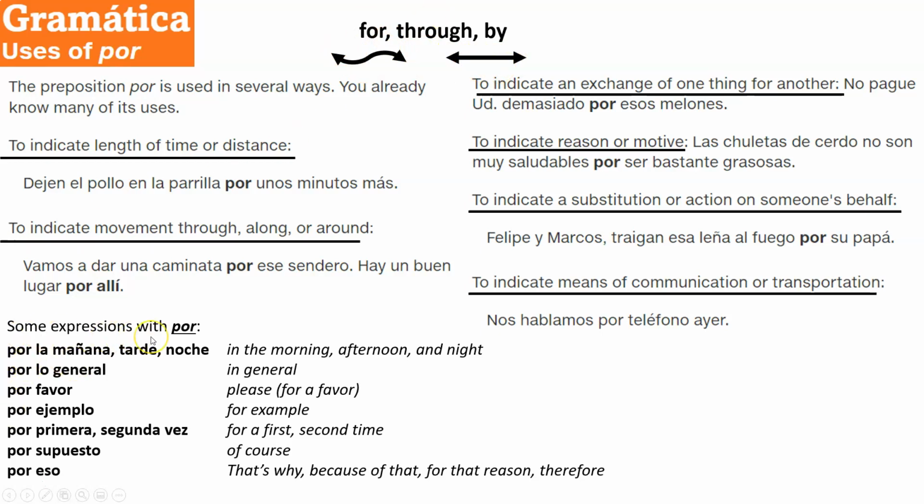And here are some expressions with por that are not exactly what por stands for. Por la mañana, por la tarde, por la noche. In the morning, afternoon, and night. Por lo general, in general. Por favor, please, or for a favor. Por ejemplo, for example. Por primera or segunda vez, for a first or second time. Por supuesto, of course. Por eso, that's why, or because of that, or for that reason, or therefore.